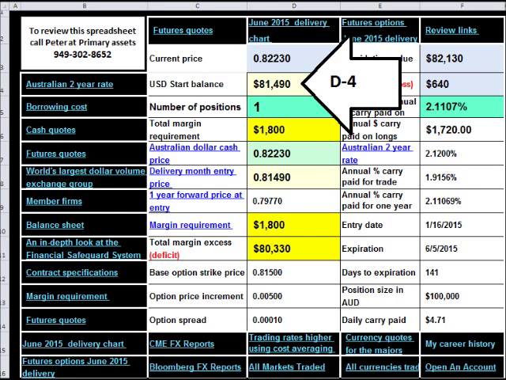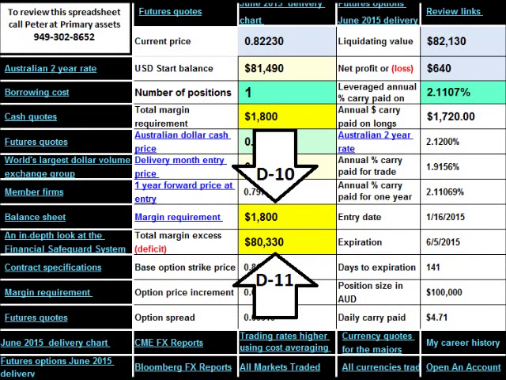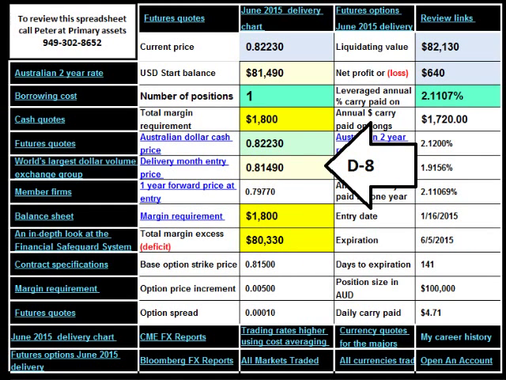$81,490, shown in cell D4. We're using no leverage, shown in cell D5. Our margin requirement will show in cell D10, $1,800. Excess margin, mark to market, will show in cell D11, in this case $80,330. Our long entry price shows in cell D8, in this case 0.8149.